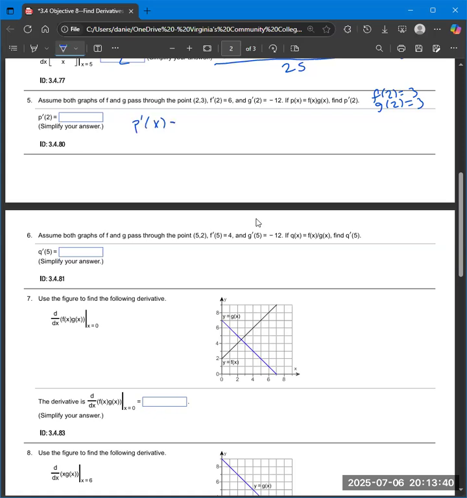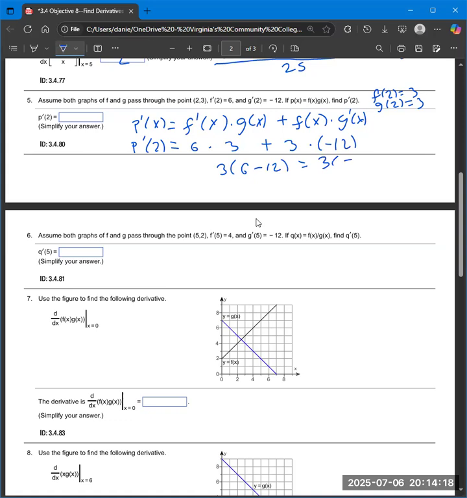So p prime of x is equal to f prime of x times g of x plus f of x times g prime of x. So p prime of 2 is f prime of 2 is 6 times g of 2 is 3 plus f of 2 is 3 times g prime of 2 is negative 12. 3 is a common factor, so make that 6 minus 12 is 3 times a negative 6 is a negative 18.